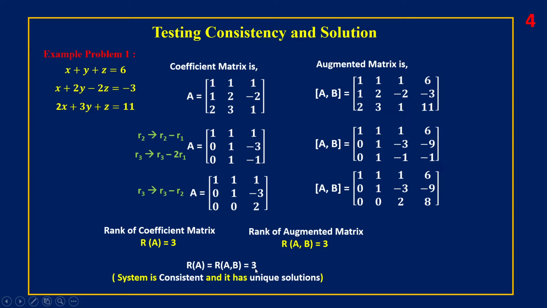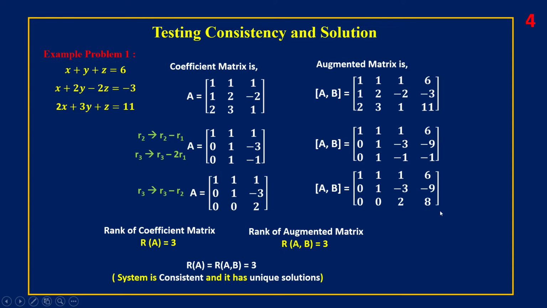3 is nothing but the nth order, because the given matrix is a third order matrix only. 3 linear equations are there. So this is the first condition: the system is consistent and it has a unique solution. Okay, so we can find the solution for this system. How can we find the solution for this system?